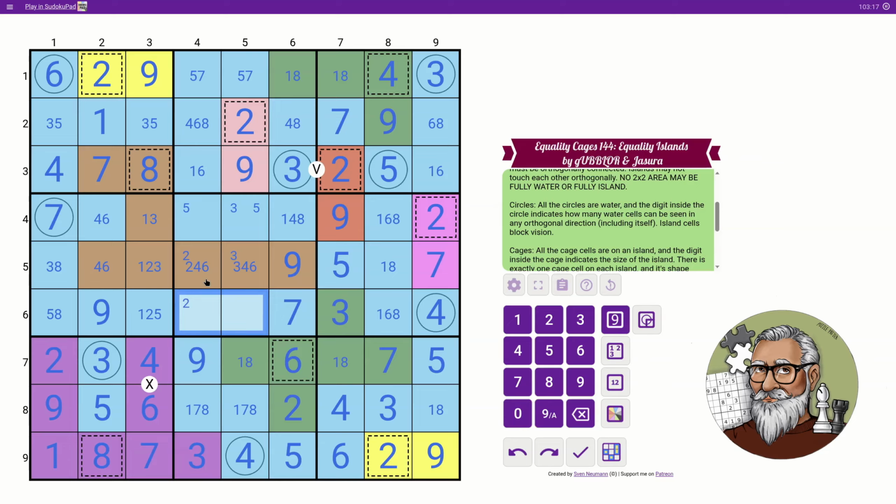Wow, we're at 100 minutes. 100 minutes. Pretty sure it's not gonna be the fastest time this has been solved. Probably not even double the fastest time. It's more than that.